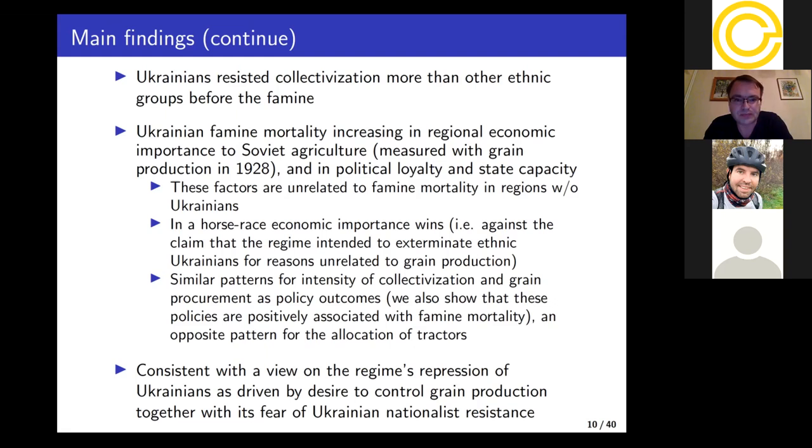So once you take all these findings together, the question is how to interpret them. We argue that these findings are consistent with the view of the regime's repression of Ukrainians as driven by a desire to control grain production together with its fear of Ukrainian national resistance. So the government wanted to control grain. Ukrainians produced the bulk of grain output. They resisted collectivization more. So once all these factors came into operation together, famine happened.